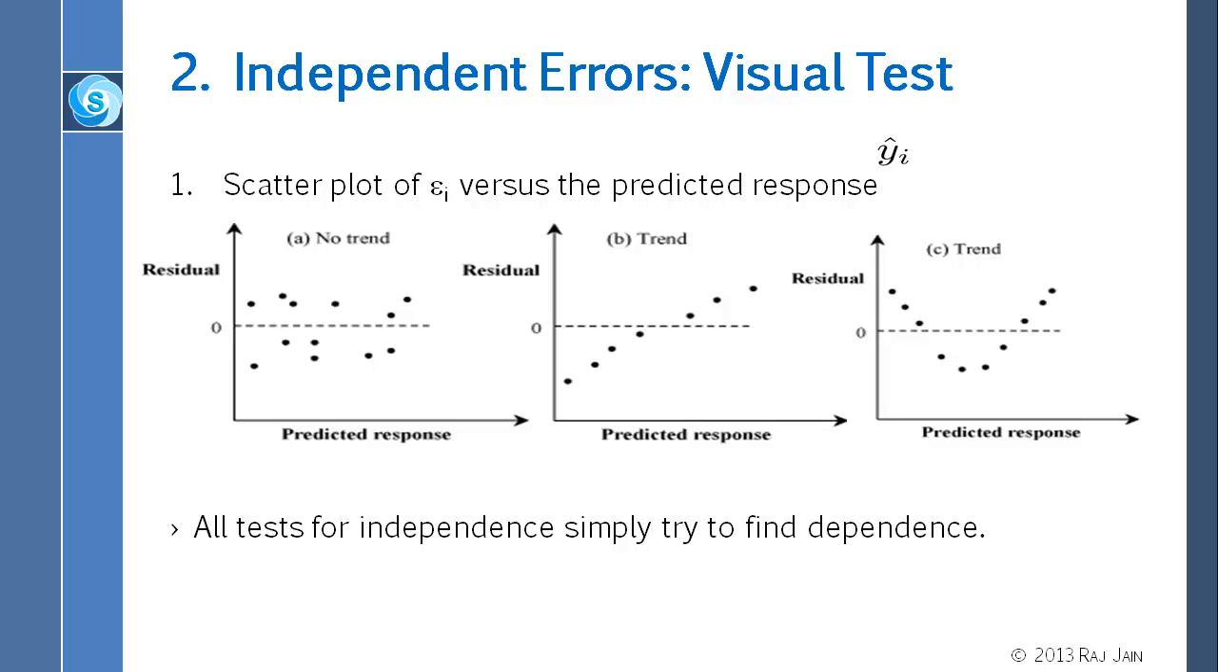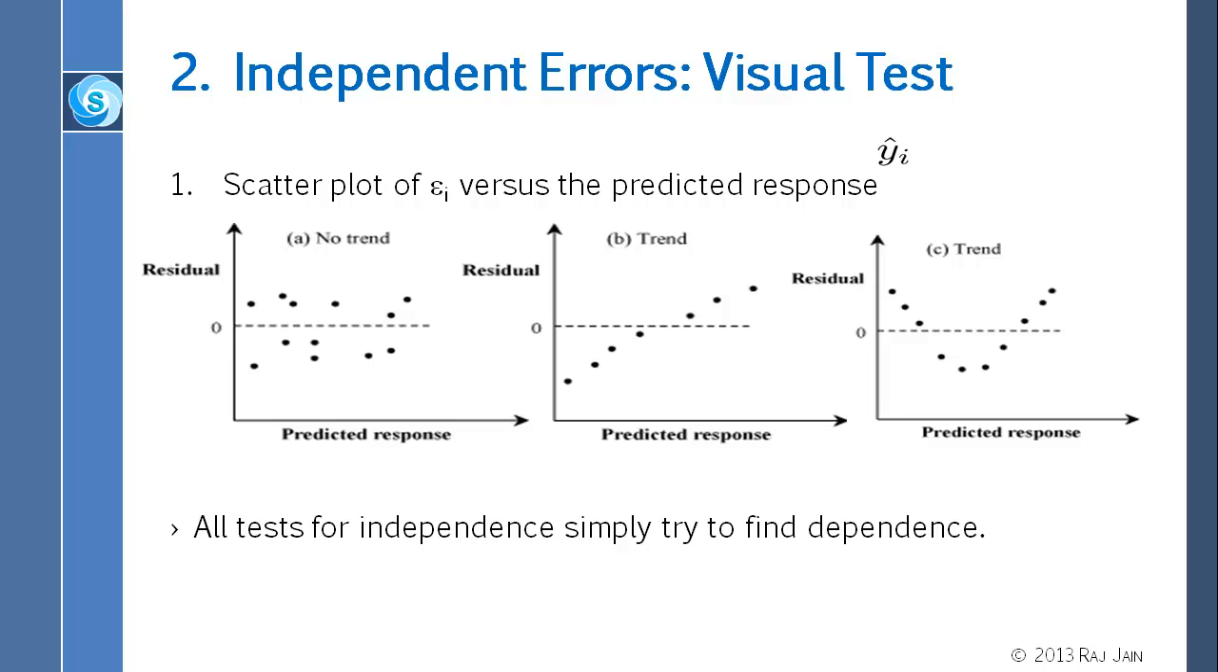Second test is independence. Now independence, as I said, there is no foolproof test for independence. The only test is for correlation. So the only thing we can prove is that something is dependent. We cannot prove something is independent. We just try to do a lot of dependence tests. If we find nothing, then we say, okay, it is independent.